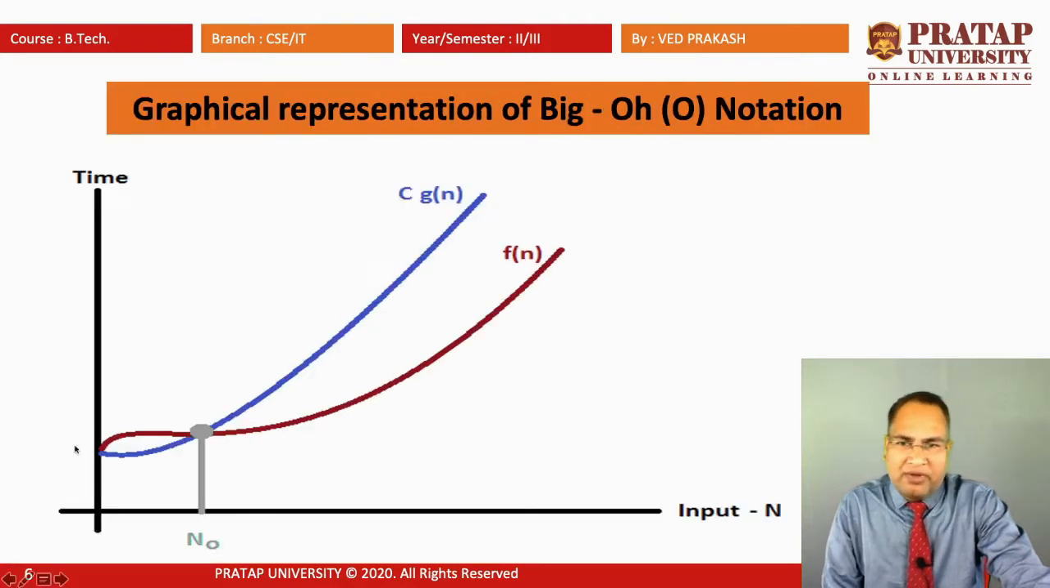Here we consider the graphical notation. This point denotes the n0 required condition, and here F(n) grows no faster than G(n), and we can say that G(n) is multiplied by the constant C, and it always denotes the upper bound.